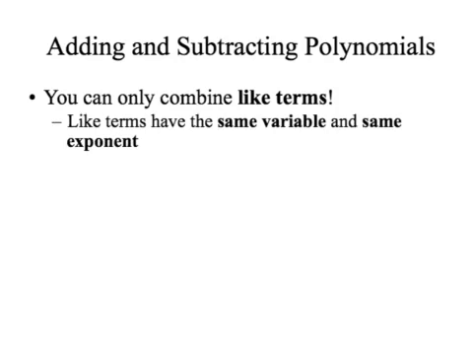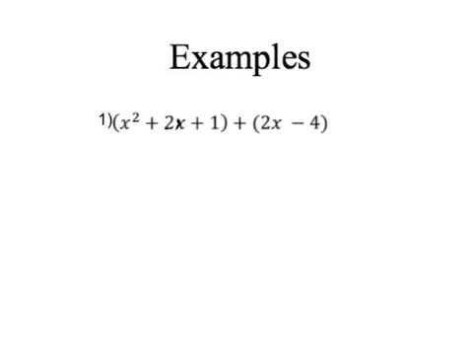When you're adding and subtracting polynomials, you can only combine like terms. Like terms have the same variable and same exponent. So, for example, you can only combine an x with an x, a y with a y, an x squared with an x squared, a y squared with a y squared, or a number with just another number that does not have a variable. They have to have like terms. So we're going to do this similar to how we did with the imaginary numbers. If there's a plus sign in the middle, that means I can drop my parentheses.